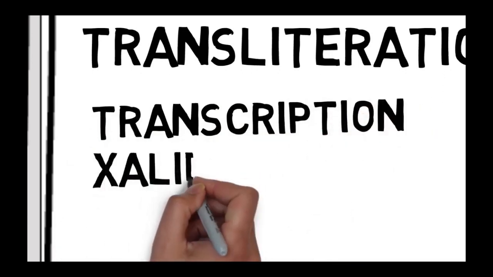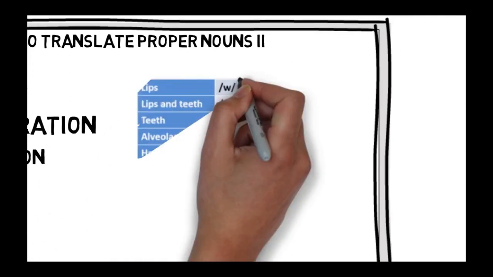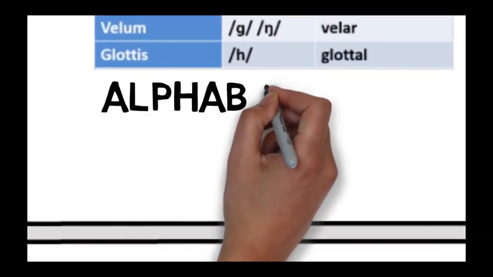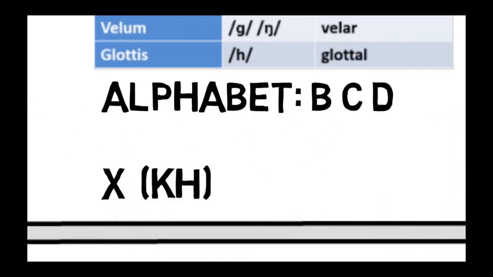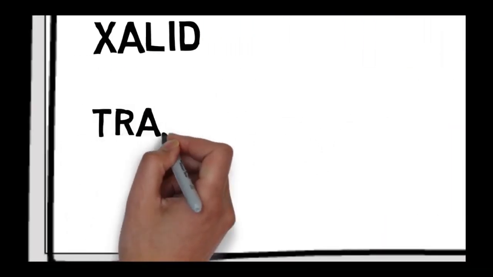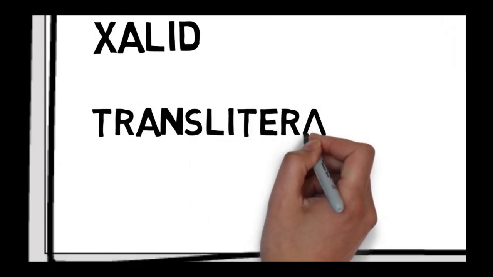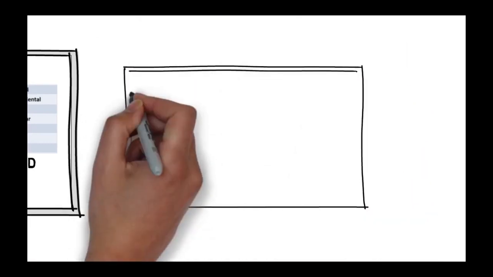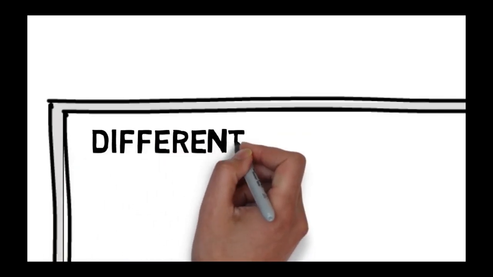For example, the first sound of Khalid, a famous Arabic name, is phonetically transcribed as X, but this is not common among translators. Or you can transliterate using the alphabet of the target language. Here Khalid could be written with KH. Basically, this is the most frequently used procedure in all languages.